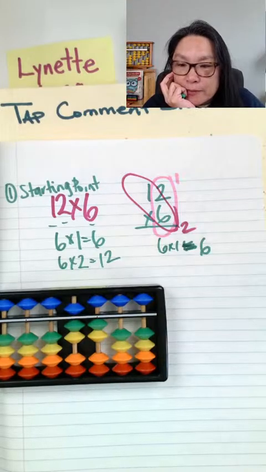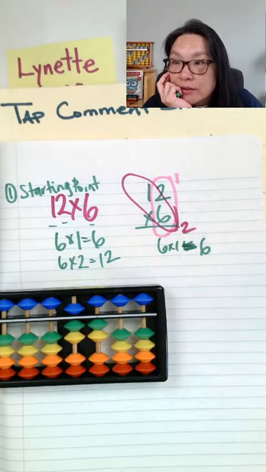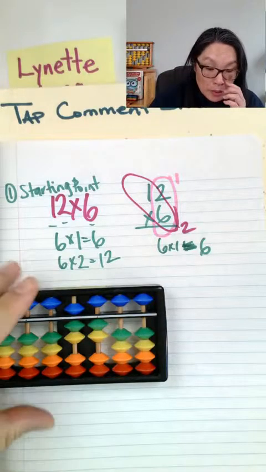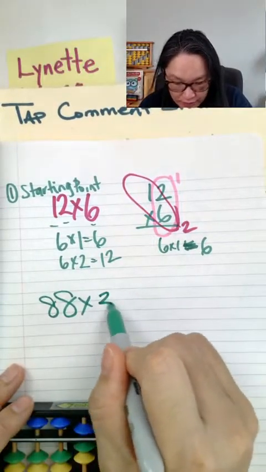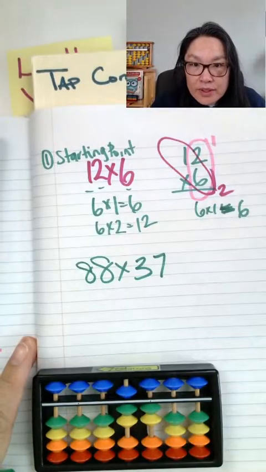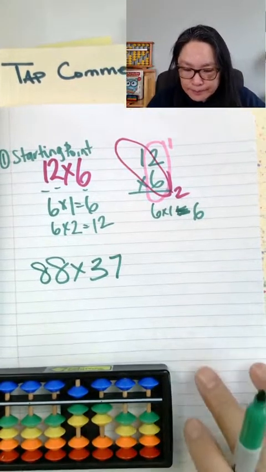I'm just looking for questions. I don't have a lot of questions. Oh, hold on. Maybe I'll do this one. Here. No, I don't like those ones. Sorry, I'm looking for questions. Okay, this one. So we have 88 times 37. Okay, 88 times 37.